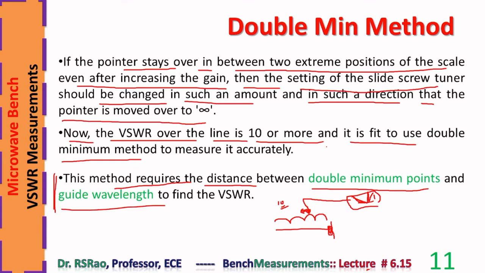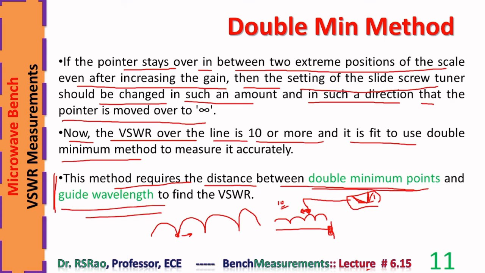Double minimum method requires two pieces of information. One is the distance between double minimum points, another is guide wavelength. What are double minimum points? This is the standing wave pattern. This is a minimum point. This minimum point has a certain amount of power. As you move either leftwards or rightwards, the power in the wave increases. Voltage increases, therefore power also increases.